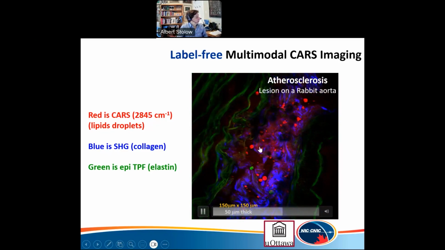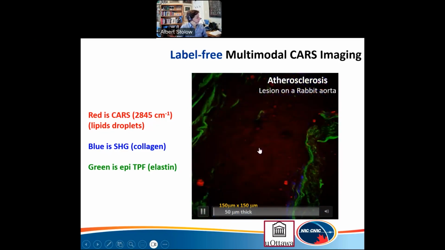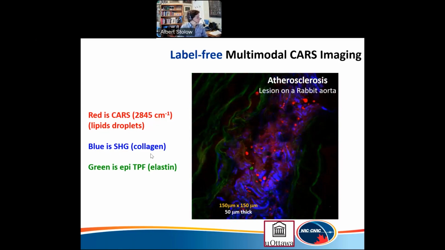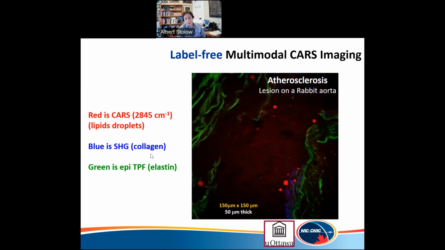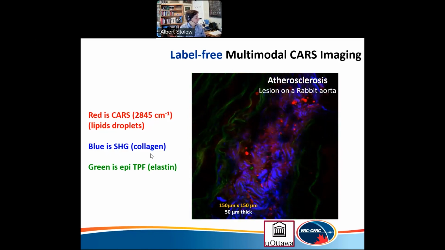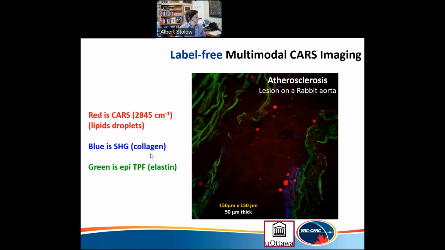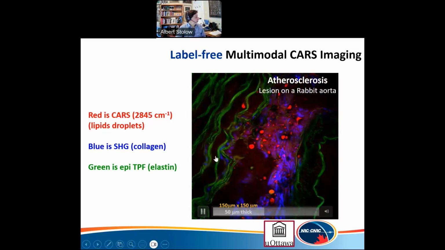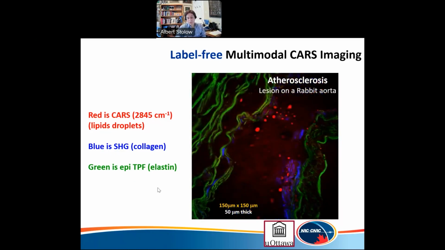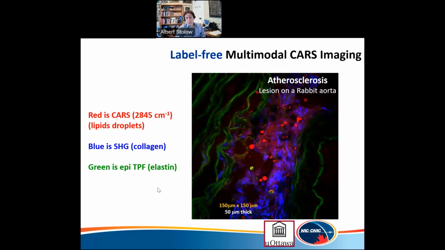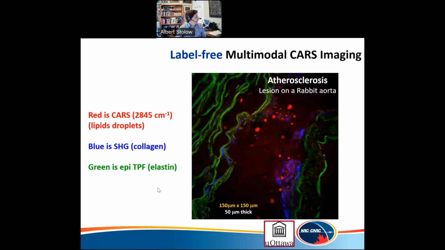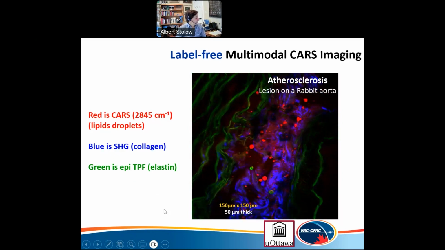So you can see that there are some fat droplets inside this. The blue is second harmonic generation from a material called collagen. Collagen is one of the most important proteins inside the human body, and it's a connective tissue. The green is a material called elastin, and this is what makes blood vessels stretchy. It's called elastin for a reason because it's elastic. This is what allows blood vessels to pump blood, is that they're flexible. And it turns out this gives two photon fluorescence.